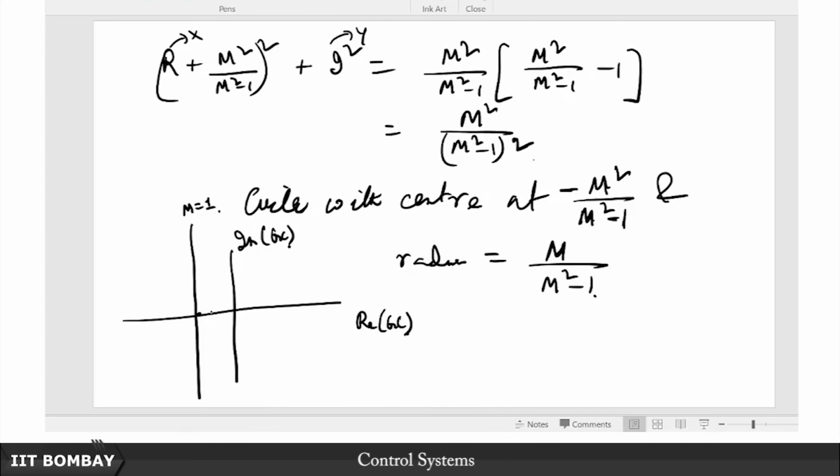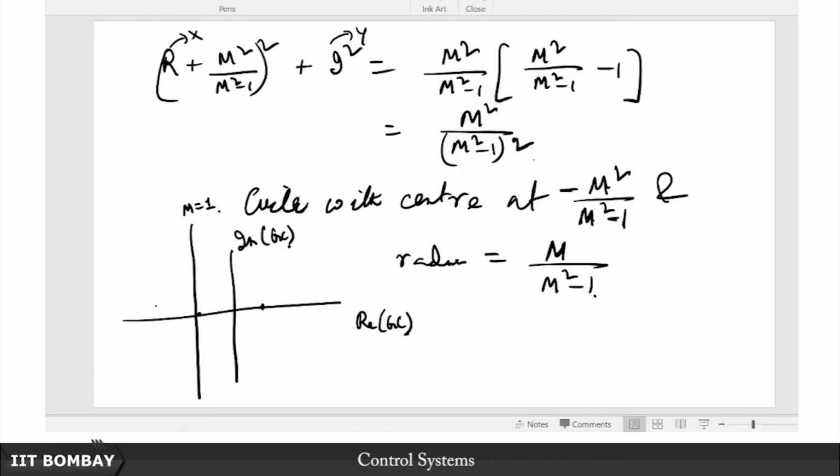And what about when m is less than 1, let us try and think about it a while. When m is less than 1, m squared minus 1 is a negative quantity. So minus of m squared by m squared minus 1, that is the center, will be on the right half. So here is where your typical center would be. When m is less than 1, your center will be to the right of the imaginary axis. When m is greater than 1, the center will be on the left, and this is at minus half, at this point it passes through.